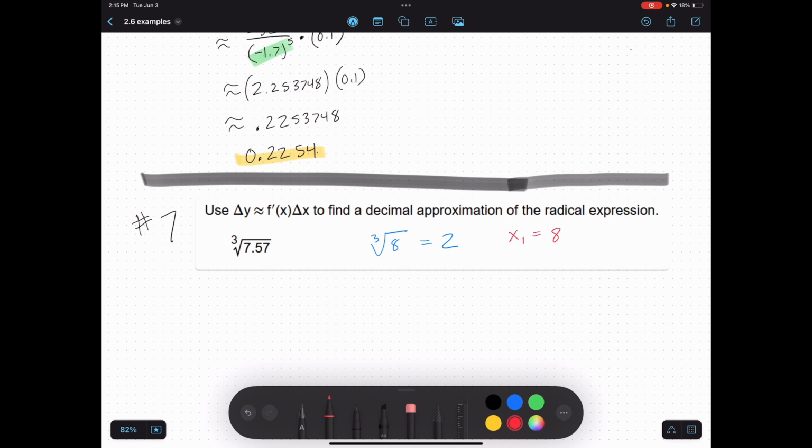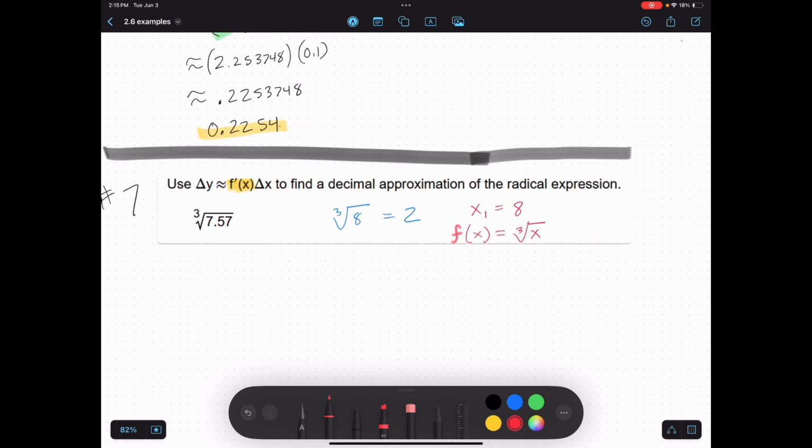Well, in order to make sense of that choice, we also need to understand what the function is. Because remember, in order to use this method, I need a function. What's my function in this case? What am I doing to this number? I'm taking the cube root. So my function is just this cube root of x. And I'm going to choose 8 as my starting point because that's a really easy number to calculate the cube root of. It's a perfect cube.